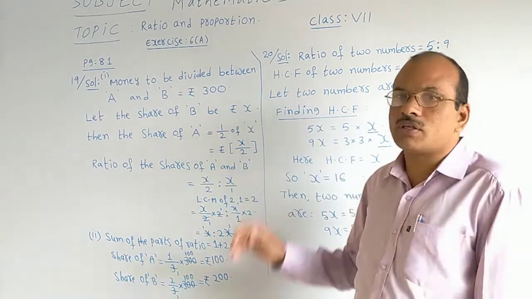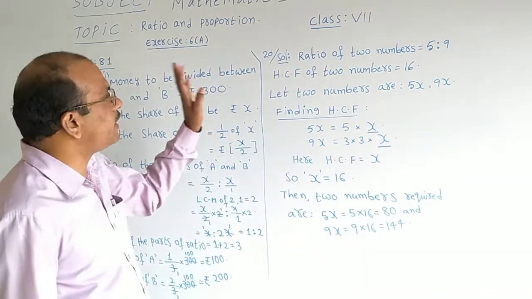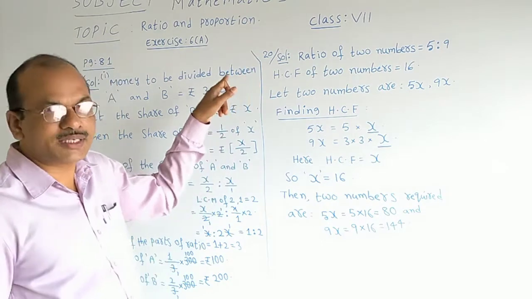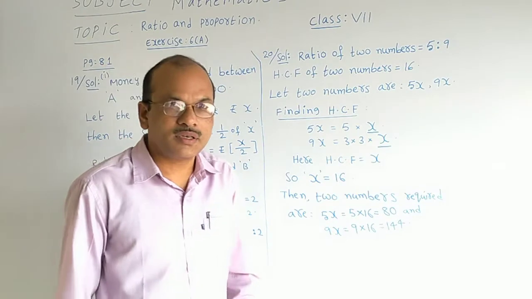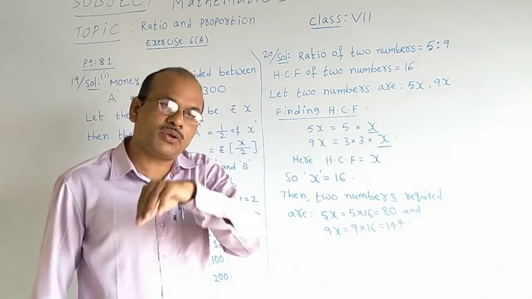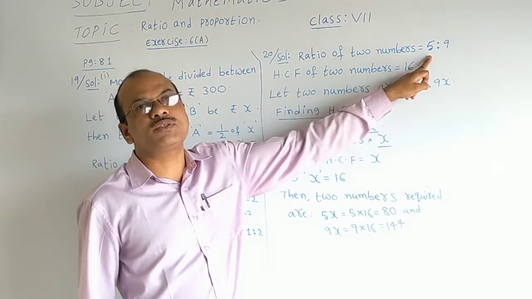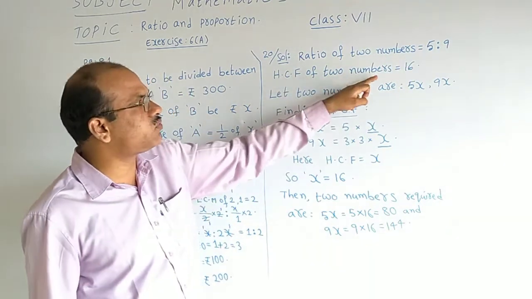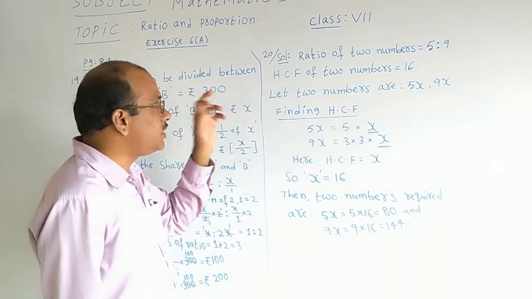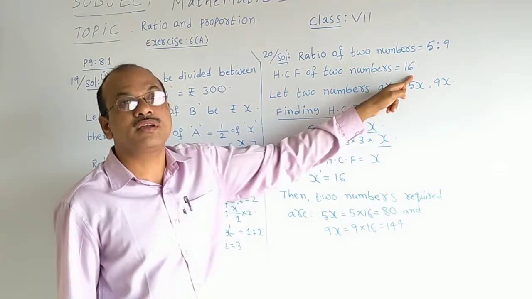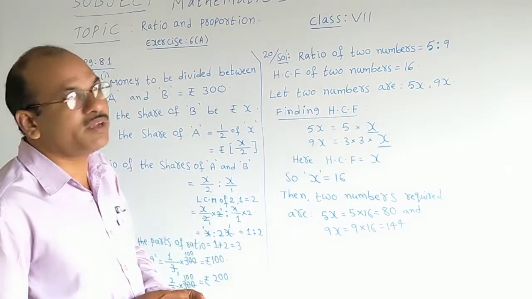So we'll go for question number 20. Let us see on the same page number 81, question number 20. Here also they said the ratio of two numbers. The two numbers they did not give, but the ratio of those numbers is given as 5:9. Then the HCF of the two numbers is given as 16, but the numbers are not given. Only the ratio of those numbers is given as 5:9.